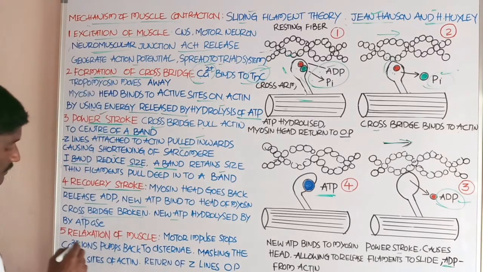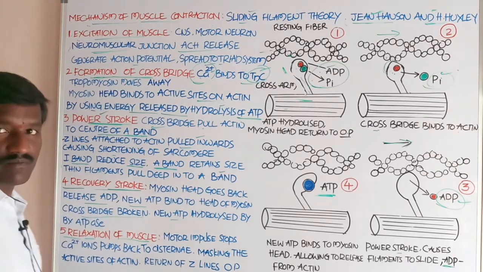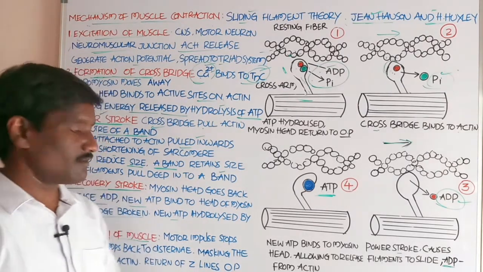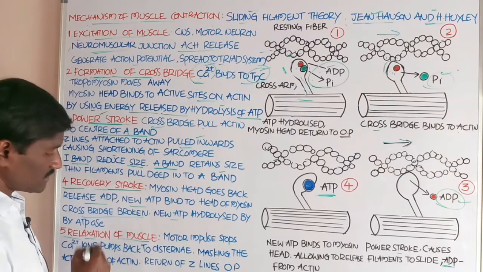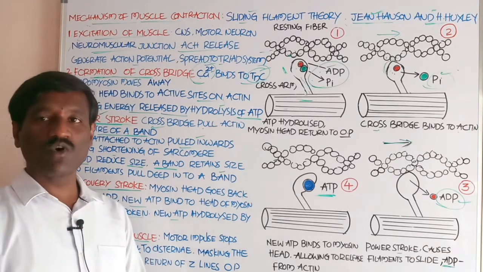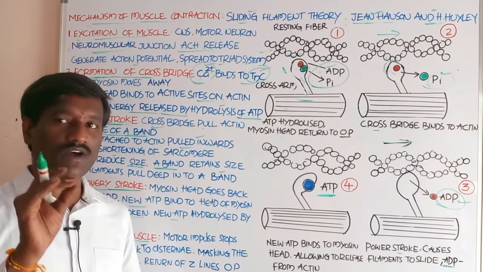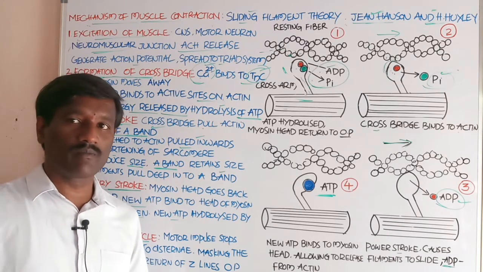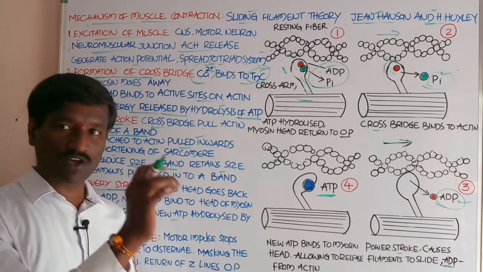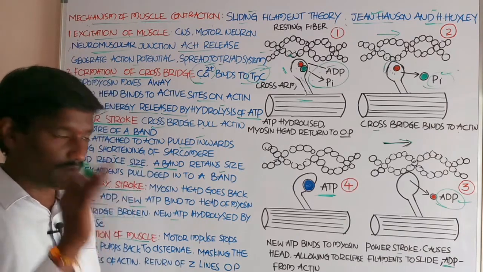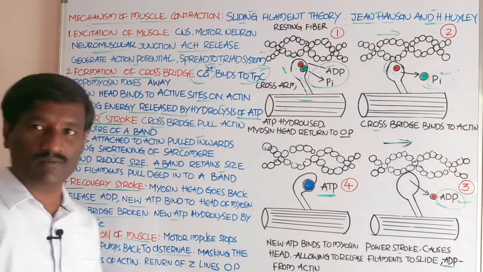Okay, student. Next, the fifth one is relaxation of the muscle. What about the relaxation of the muscle? The motor impulse stops. Okay, student, the motor impulse does not come from the motor neuron to the neuromuscular junction, and at the same time calcium ions are pumped back into the cisterna.